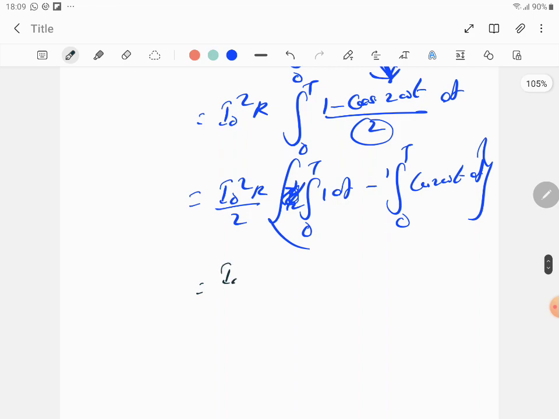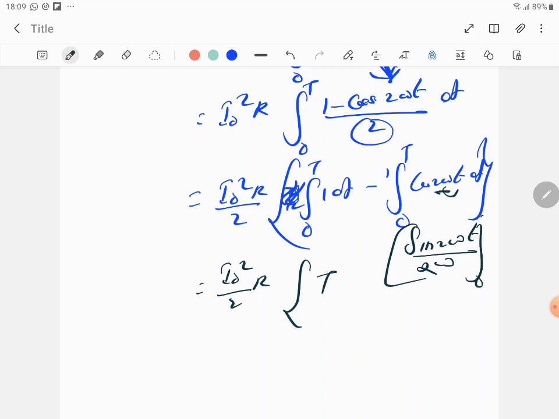Now, this is I naught by 2R. Integration of 1 dt is just capital T. And integration of cos 2 omega t. Integration of cos is sine. It's sin 2 omega t by omega. But here you have chain rule, so it will be by 2 omega. Cos 2 omega t when integrated will become sin 2 omega t by 2 omega. What is the coefficient of t? That has to be divided. That's called chain rule.